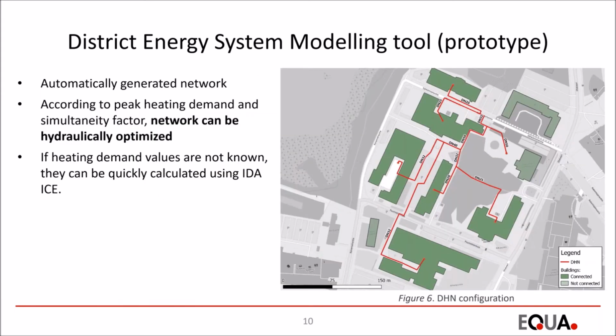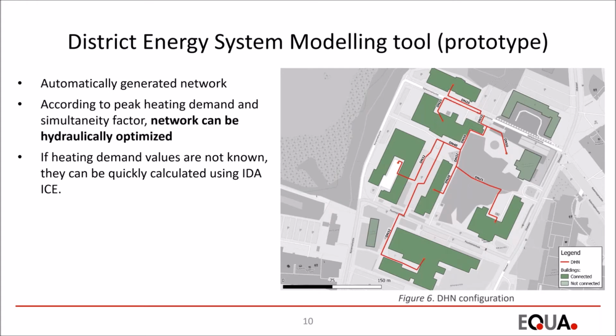And then in the first case, we automatically generated the pipe network, as you can see in the picture in the graph. And then we can work with the peak heat demand and simulation factors. We can optimize the hydraulic network. And if the heating demands are not known, you can quickly calculate that using AHUs.